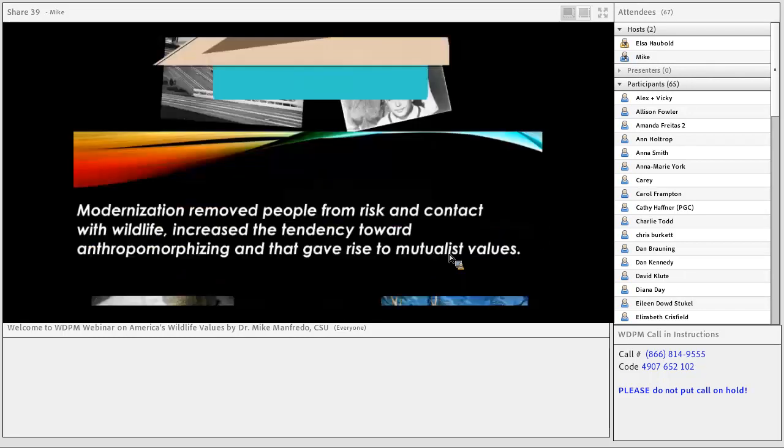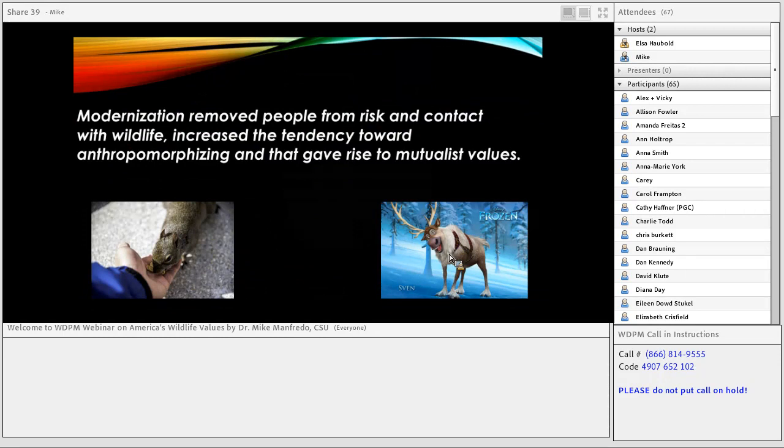So it's in that context that we introduced the idea, and not directly as Engelhardt did, but we proposed that modernization, these forces of change, remove people from risk and contact with wildlife. They change the interaction. They increase the tendency toward anthropomorphizing, and this gave rise to mutualist values.